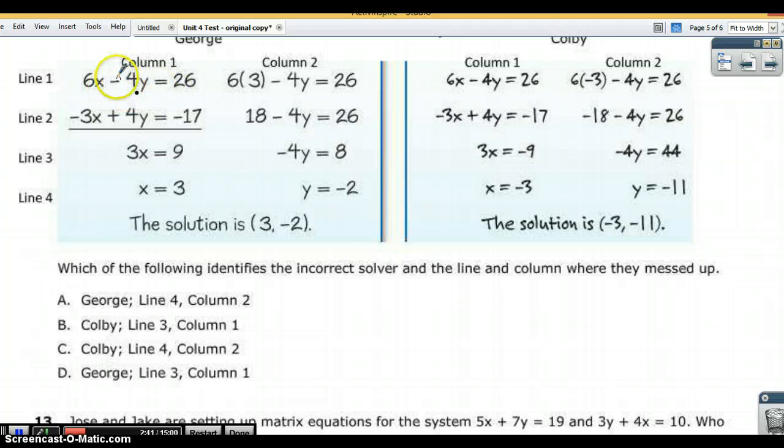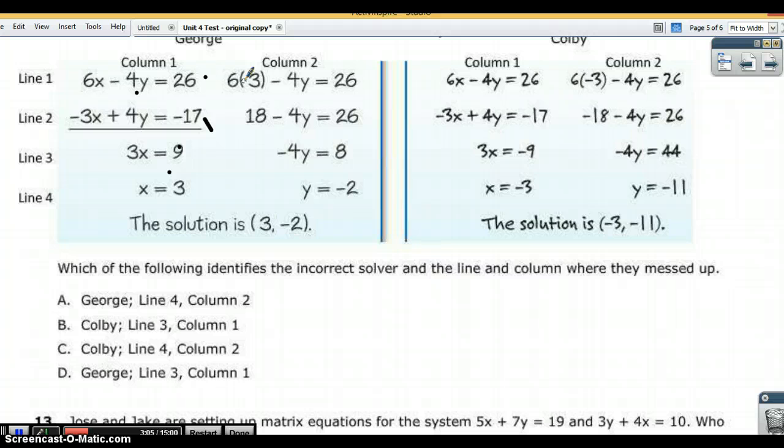So they're solving by elimination. So negative and positive, 4 and 4, so that's good. So they're going to add. So 6 plus negative 3 is 3, like that. That's obviously 0. 26 plus negative 17 is 9. Good. 9 divided by 3 is 3, so x is 3. I like it. So 3 they put back into here for x, so that's good.